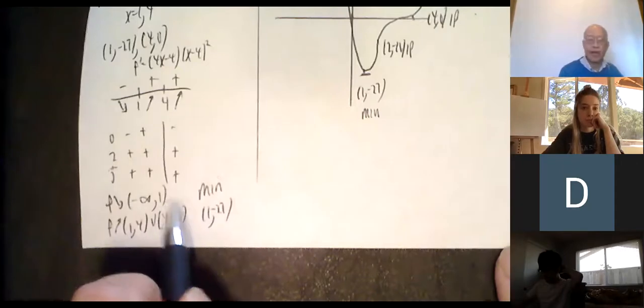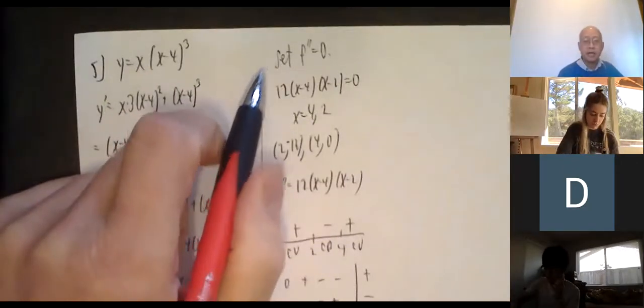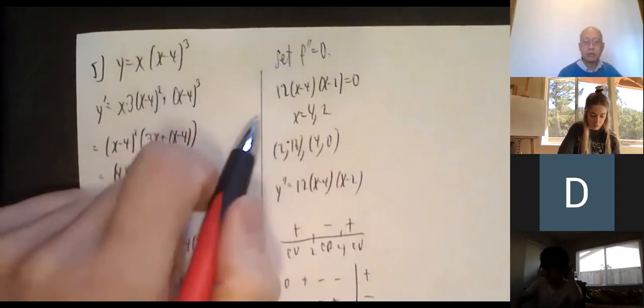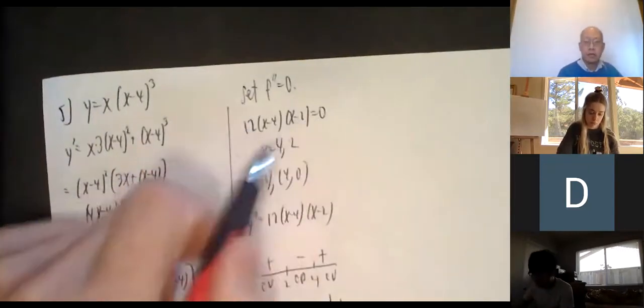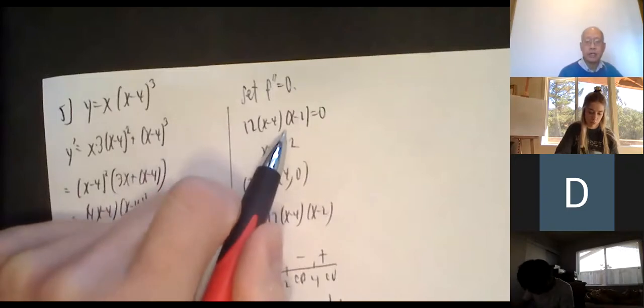Right, first derivative analysis is done. Second derivative, I pretty much do the same thing. Set f double prime equal to 0. So double prime was here. Set that equal to 0. That gives me x equals 4 and x equals 2.